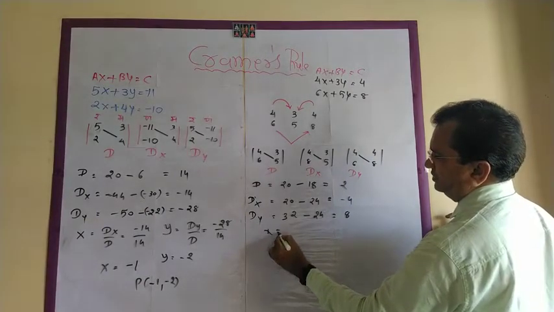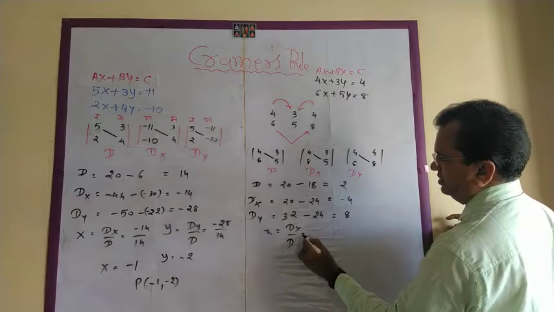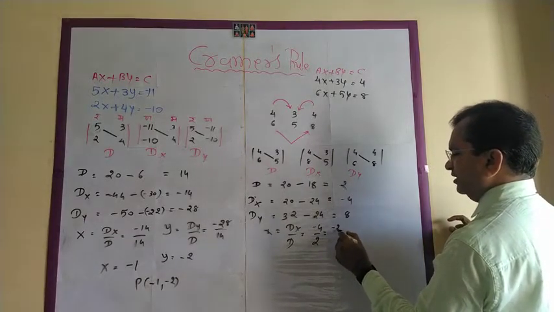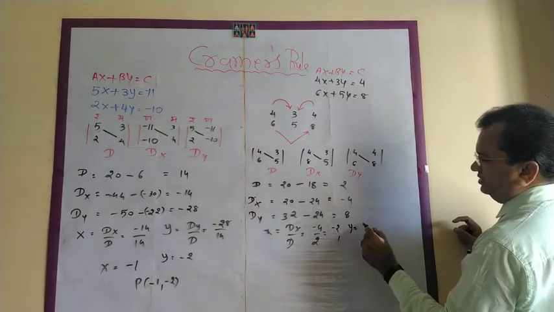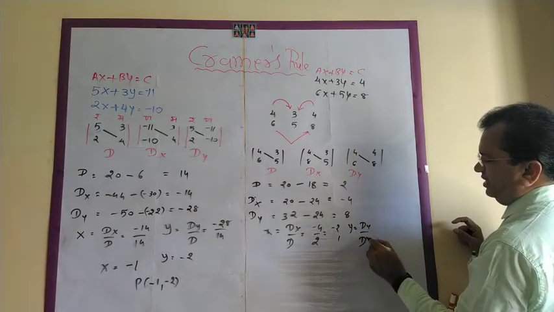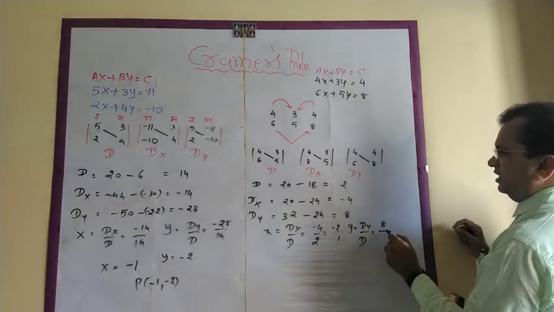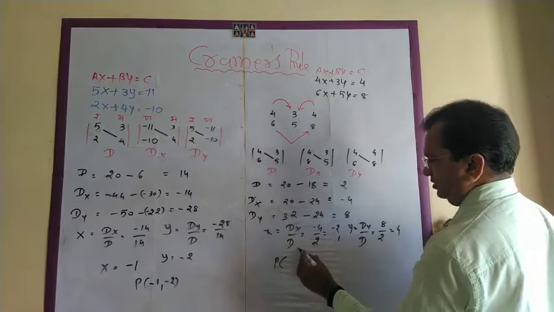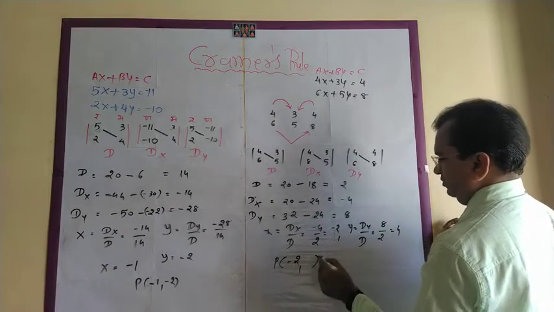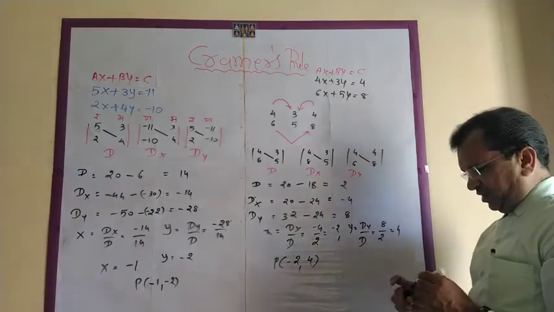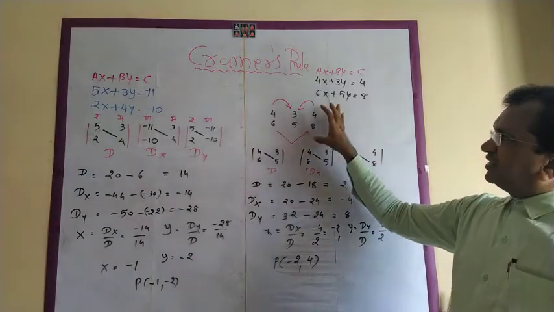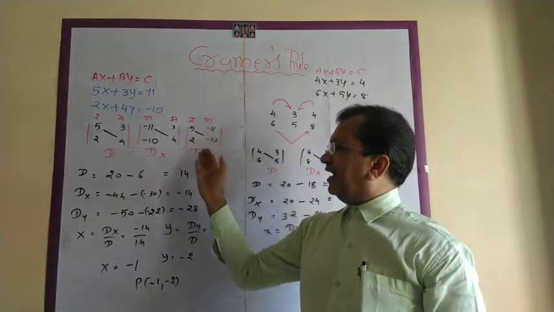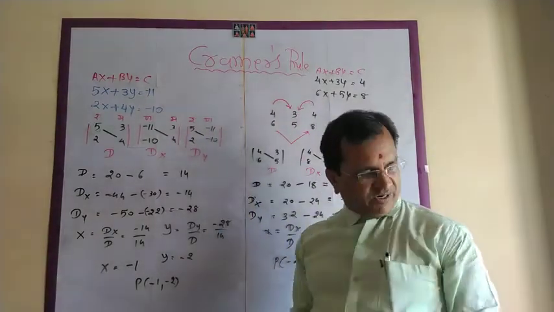Now x is equal to Dx by D, which is minus 4 by 2, that is minus 2. And y is equal to Dy by D, that is 8 by 2, that is 4. So the point of intersection, or the solution, is x first. Because of the shape, I have given the name Heart method. And from these two solving, I have solved this. That is why it is Ramana-Marana.